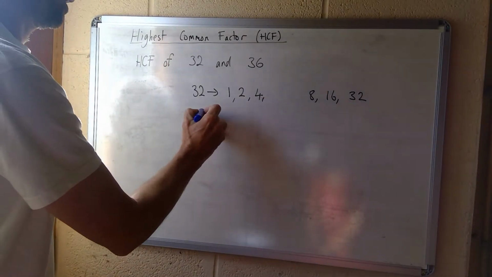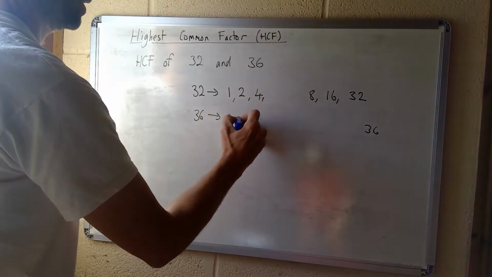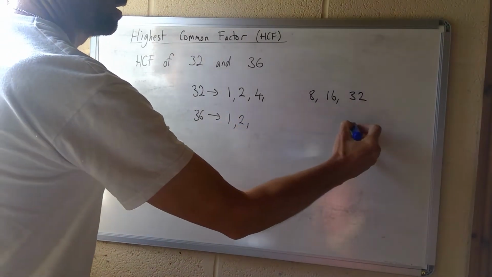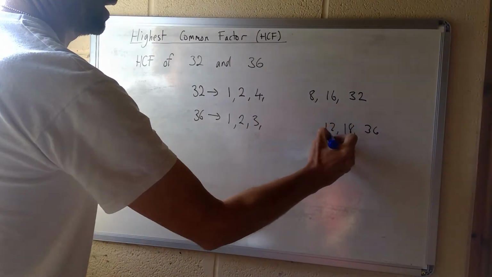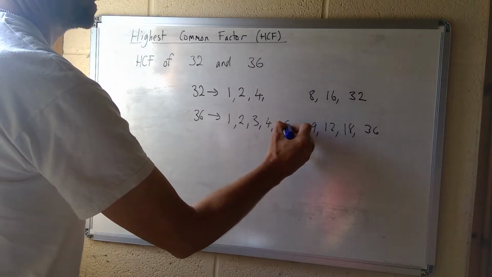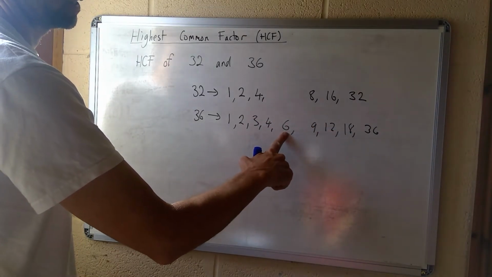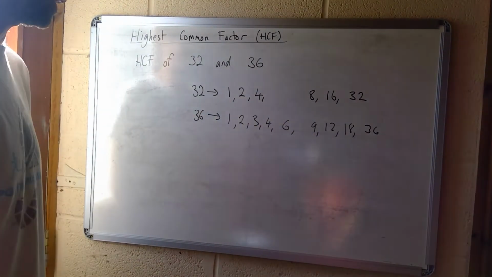Now I'm going to write the factors of 36: 1 and 36, 2 and 18, 3 and 12, 4 times 9, and 6 is multiplied by itself, 6 times 6, so I'll just include that once. So I've got the two exhaustive lists.